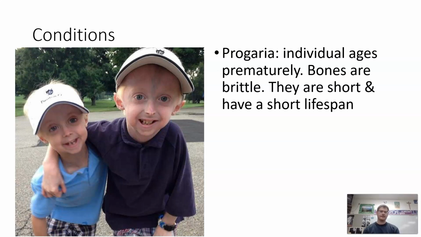Progeria. This individual ages prematurely. Bones are brittle. They are short and have a short lifespan. So they age prematurely. I believe this is a single base mutation that results in this. Yep, I think that they live to about 16.